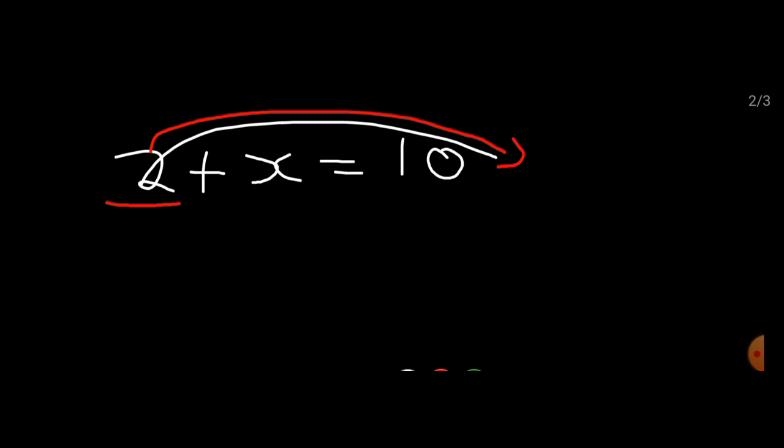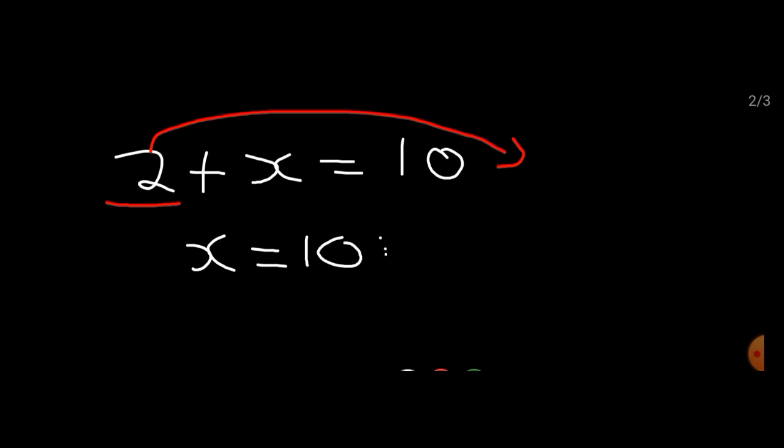2 goes to the other side and changes its sign. So on this side we have x. Remember, plus x can also be written as x alone. It means our x is positive. Then x equals 10, and then the 2 comes here.